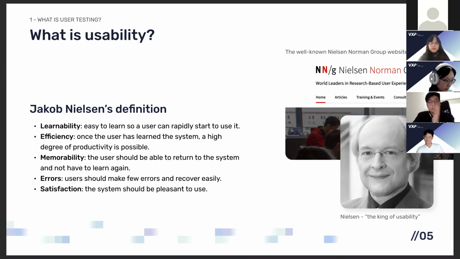Fourth is errors. Users should make few errors and recover easily. Can they revert back to the previous state if they make a mistake? And lastly, we have satisfaction. The product should be pleasant to use. Is there a lot of frustration when users interact with your product? How often have you seen people get frustrated with a particular technology?